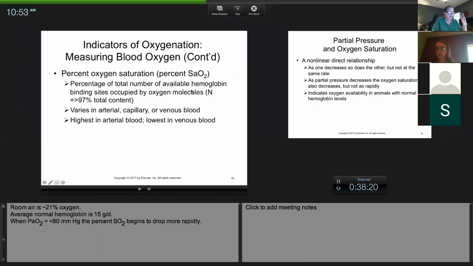Okay, SaO2 and PaO2. SaO2 is the hemoglobin saturated with oxygen in an arterial sample. That's what the A comes from. So SaO2 and PaO2 you have to get from an arterial sample.